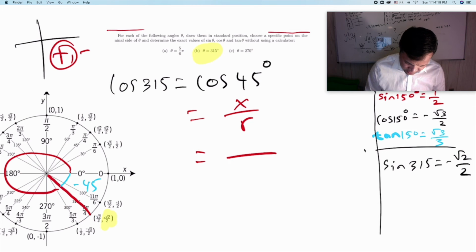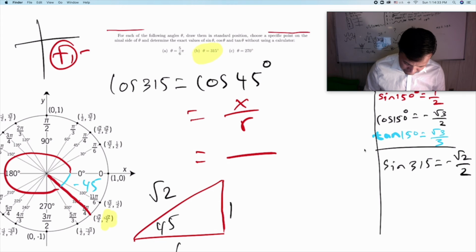All right, let's put it in a right triangle. If I have a right triangle, then this is my 45 degree angle. So this is 1, this is 1, this is square root of 2. So my x is 1, and my r is square root of 2.